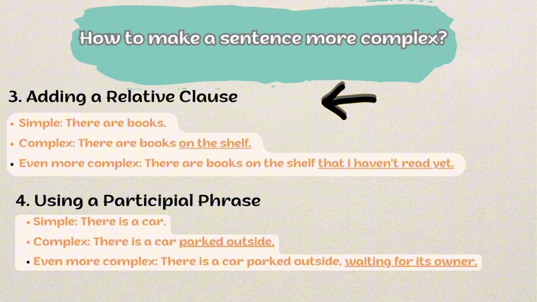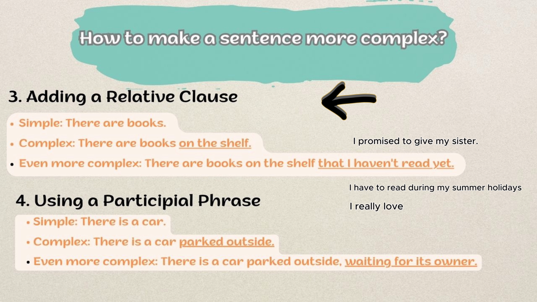Number 3, adding a relative clause. Simple version. There are books. Complex. There are books on the shelf. Prepositional phrase, yeah? Even more complex, there are books on the shelf that I haven't read yet. Instead of I haven't read yet can be any relative clause, like there are books on the shelves that I promised to give my sister. There are books on the shelf that I have to read during my summer holidays. There are books on the shelf that I really love.